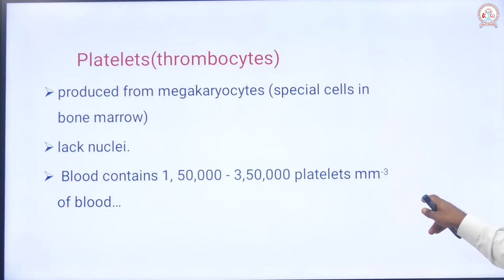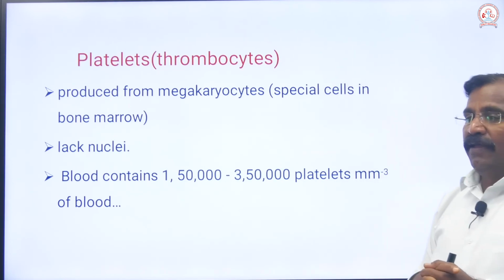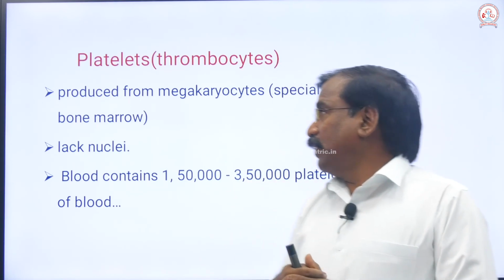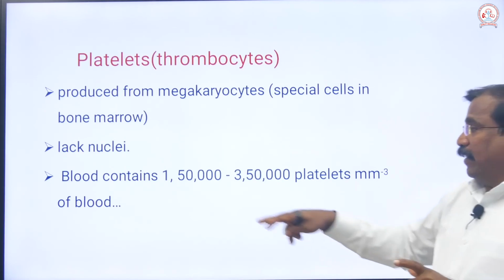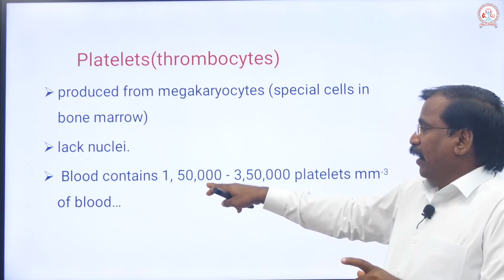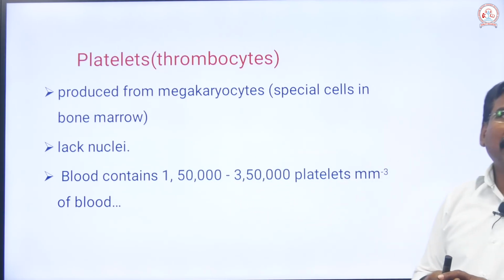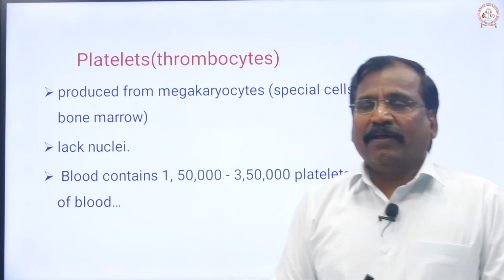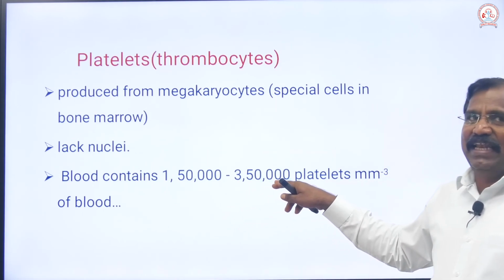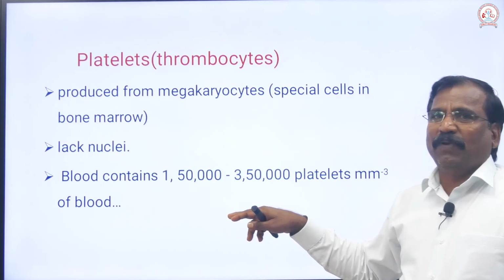Those are the monocytes. And next, the last formed element is the platelets or thrombocytes. Listen, the number is 1,50,000 to 3,50,000 per cubic millimeter. Why is it called platelets?